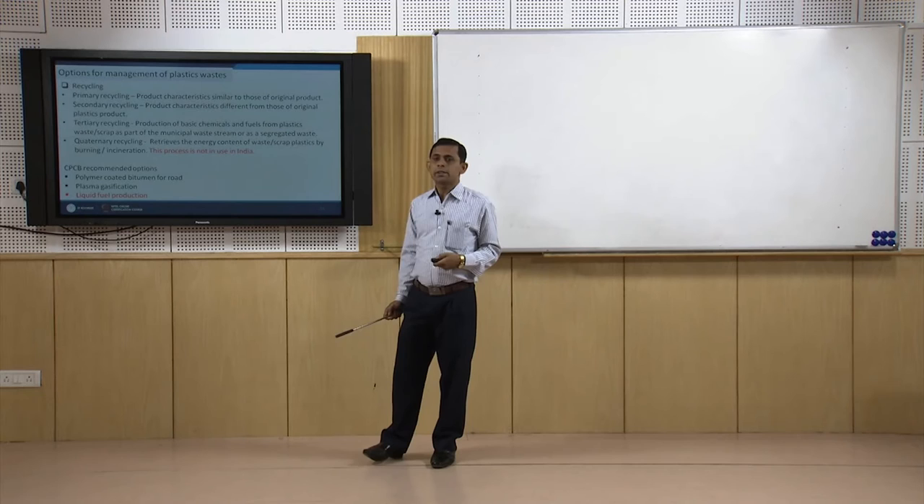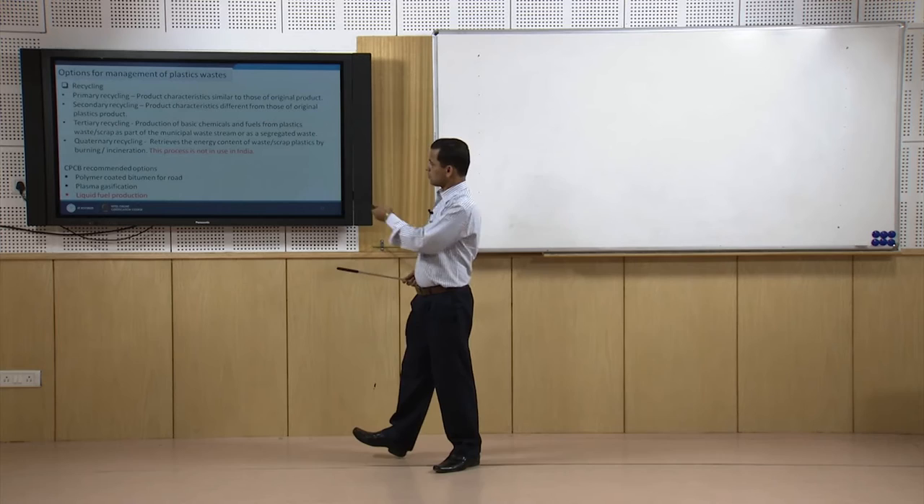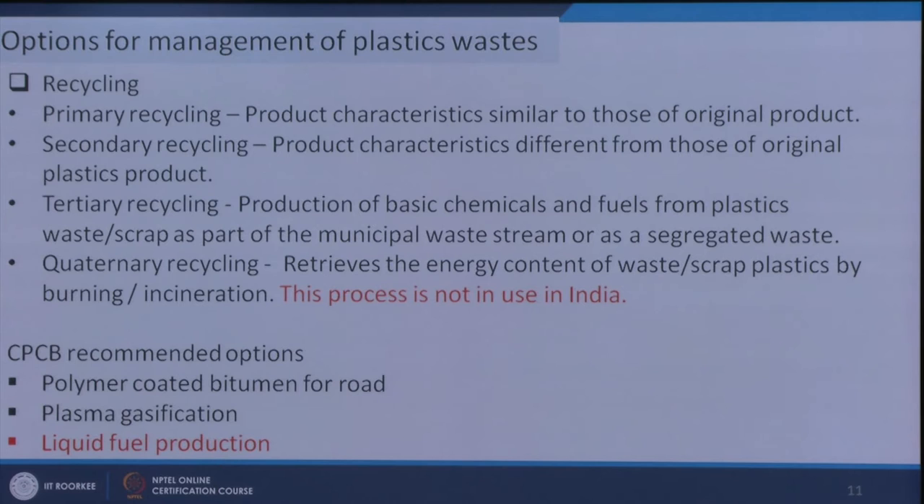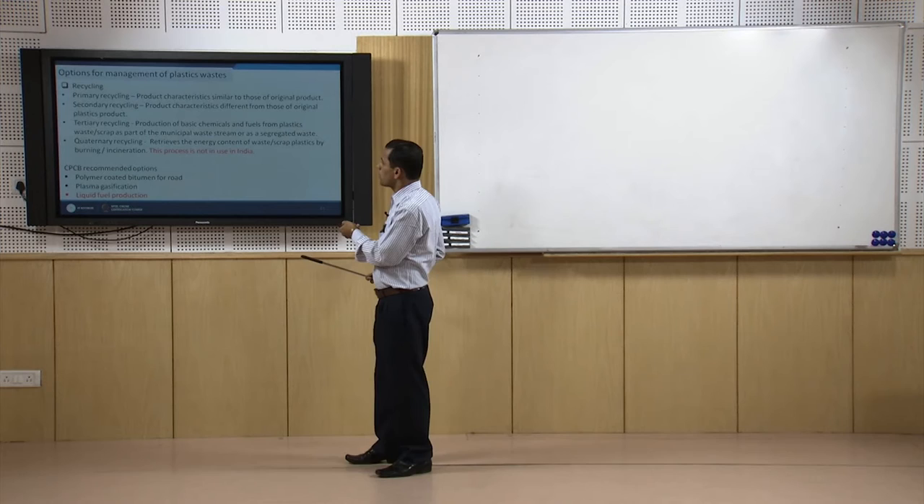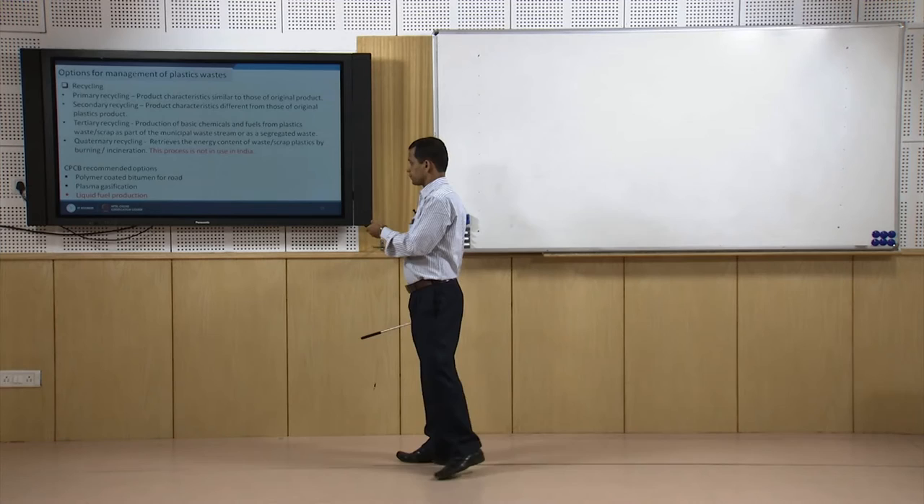In the quaternary recycling process, incineration and burning of the waste plastics are done, but this practice is not used in India. So we are here for tertiary recycling. Tertiary recycling can be done as per the CPCB guideline recommendations, that is polymer coated bitumen for road preparation, or plasma gasification, or through liquid fuel production. Liquid fuel production is what we are going to discuss in this part.